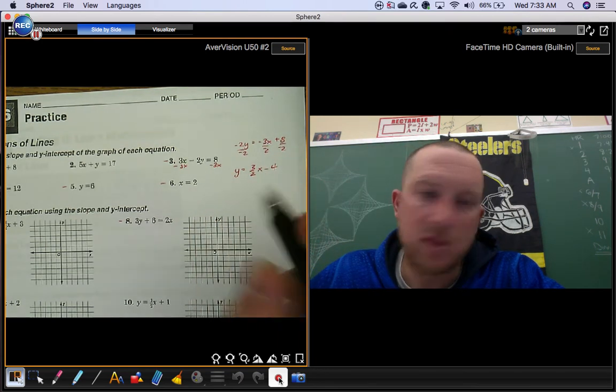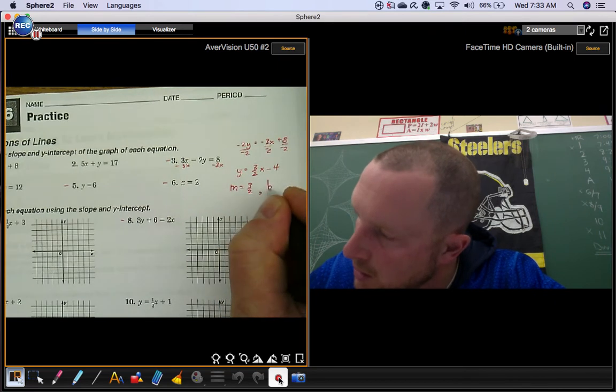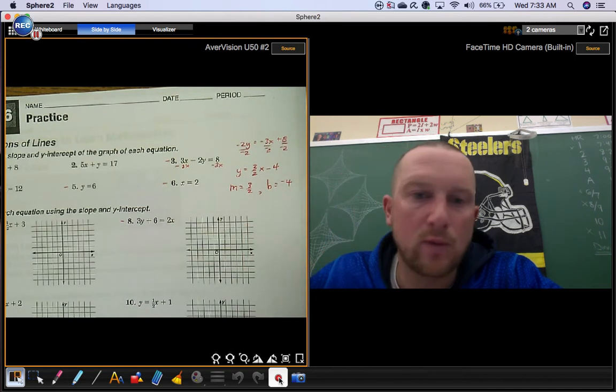Now you can see the slope is 3 halves. Also, the y-intercept is negative 4.